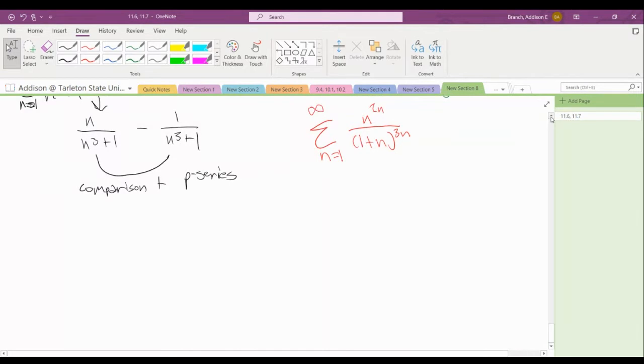So for this one, a couple of tests you could try. You can try a root test. You can maybe write this in a geometric form, but that's not really going to be a good form for your geometric. You could maybe try a ratio test, but I think for this one, your root test is probably going to be your best bet.